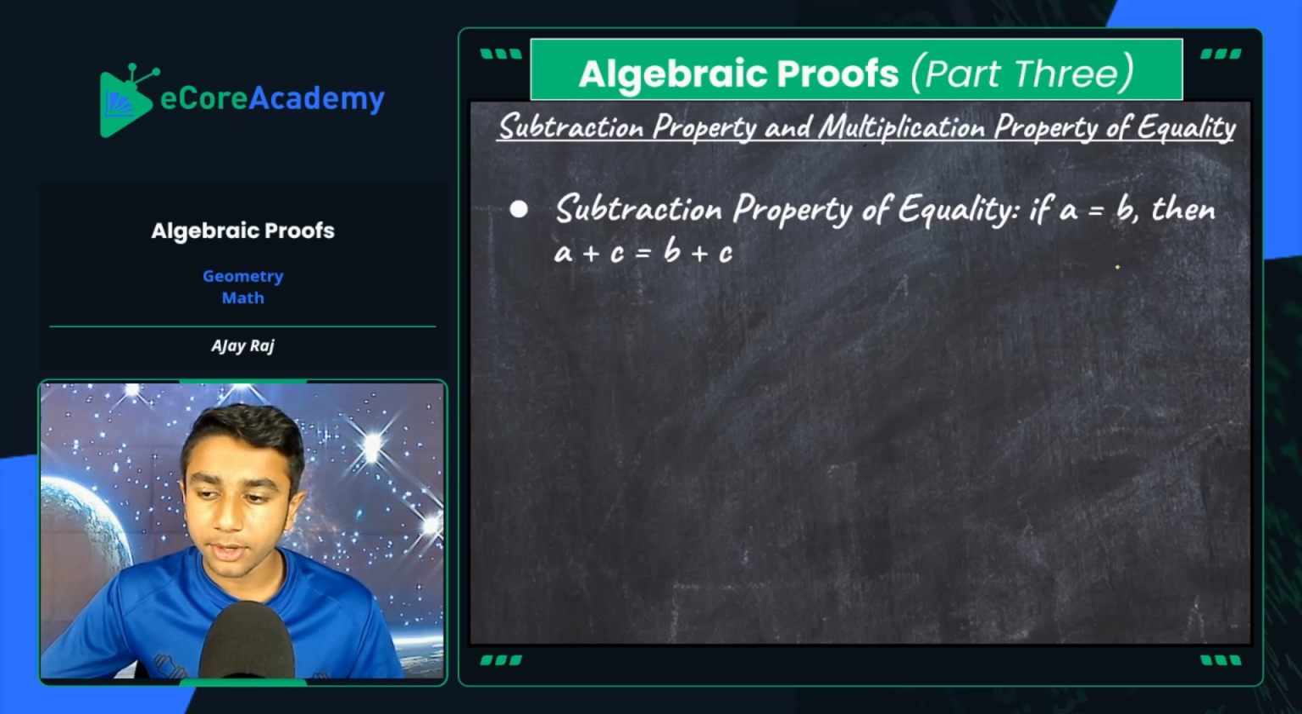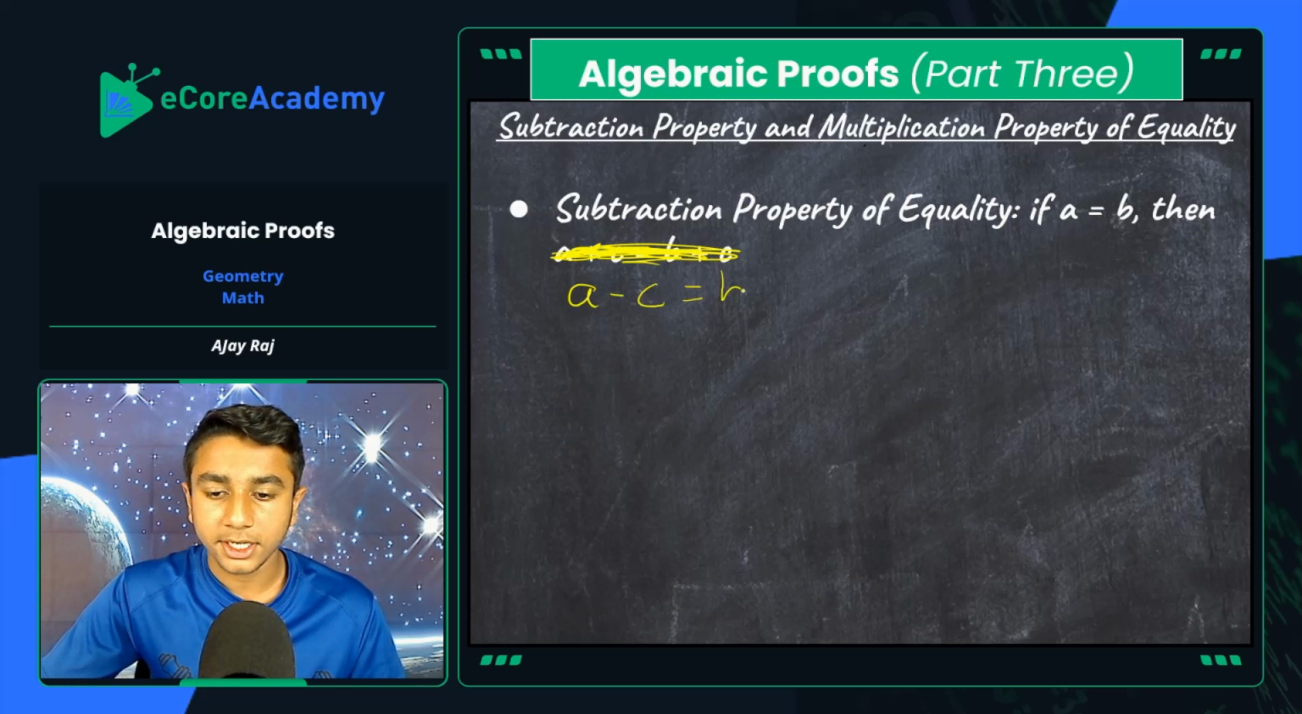So the subtraction property of equality states that if A equals B, then A minus C equals B minus C. So all you're doing is taking that original equation, the addition property of equality equation, which is A plus C equals B plus C, and you're just basically subtracting now.